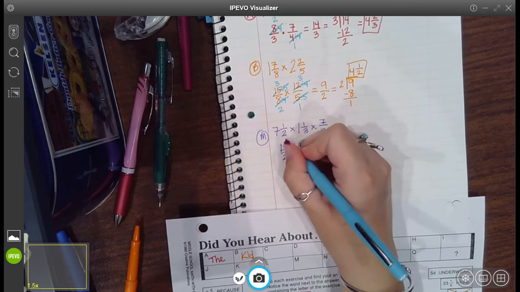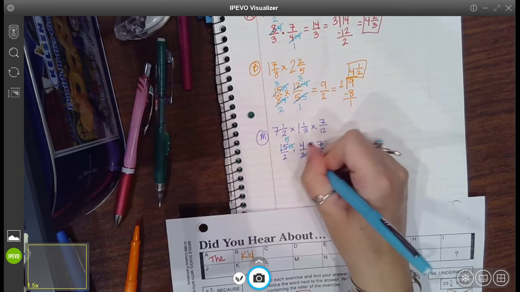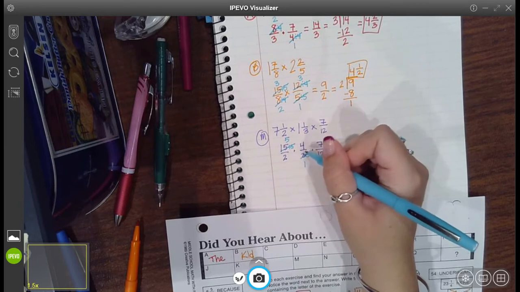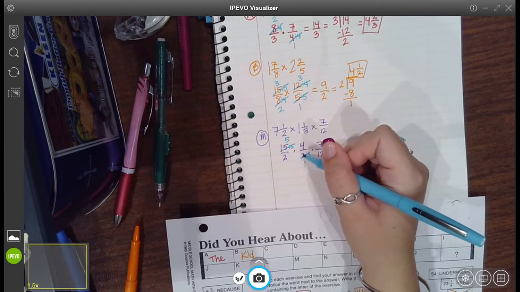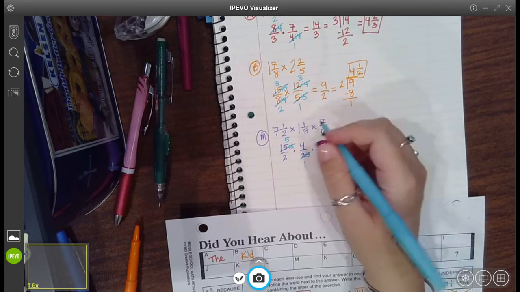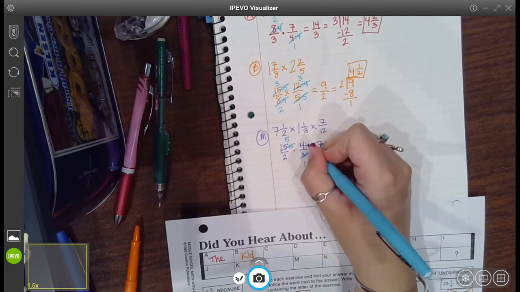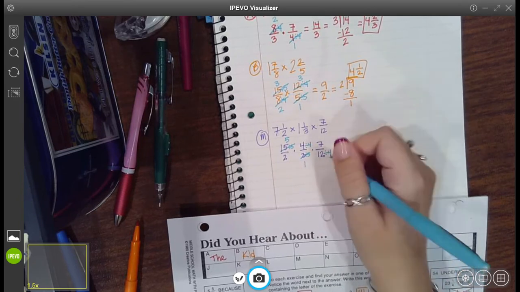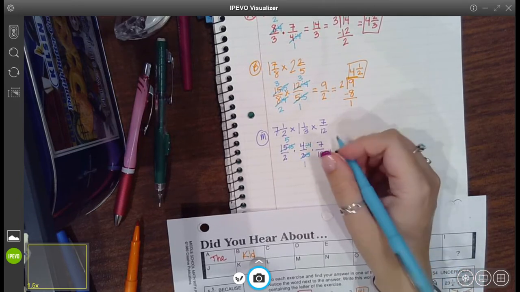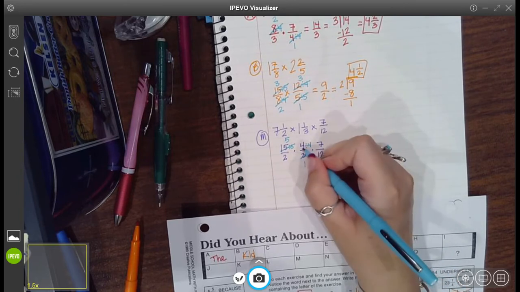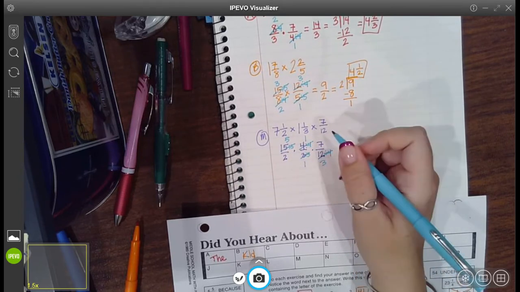15 divided by 3 is 5. 3 divided by 3 is 1. Now, if you want to do the 2 and the 4, you go ahead and do that, and at the end, we should still get the same answer. I'm going to do the 4 and the 12 because I like getting as many big numbers smaller as I can. Okay, so I'm going to try to get the 12 down to a smaller number. So 12 divided by 4 is 3, and 4 divided by 4 is 1.